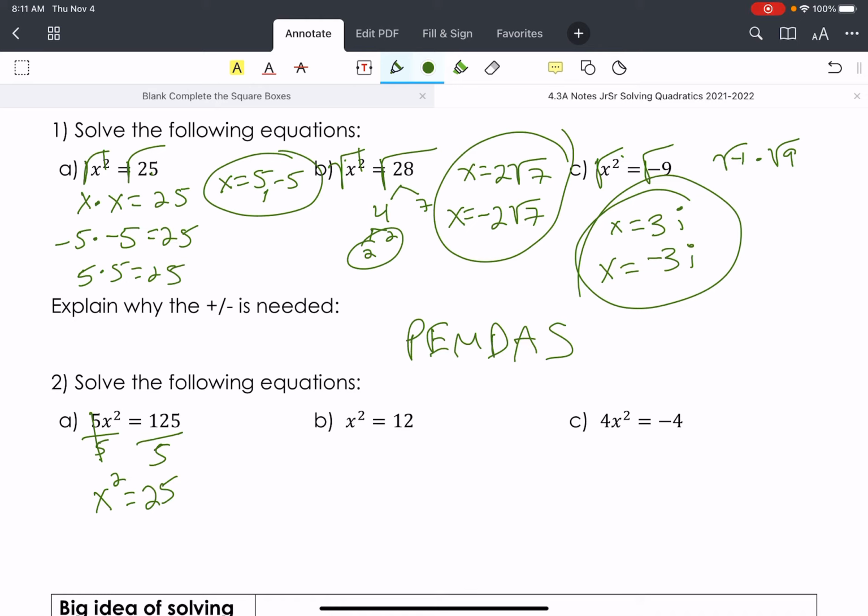Typical Summers. What do I need to do to get the x alone? Anyone? Good. Square root. So x is 5 and -5. Look at this. You guys are doing awesome. Another one?